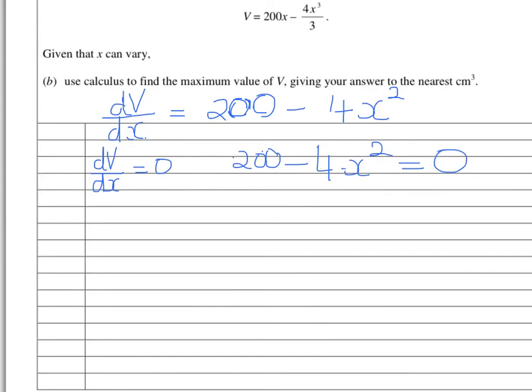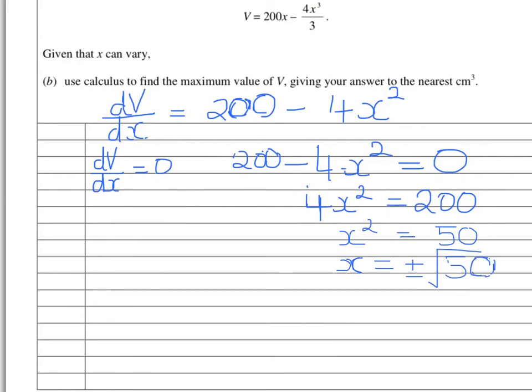And then I need to solve this equation. So rearranging, I get 4x squared equals 200. That's like moving all of that to the other side, but I swapped it around because I'd rather have x squared on the left-hand side. And then dividing by 4, I get x squared equals 50. So x is going to be plus or minus the square root of 50.